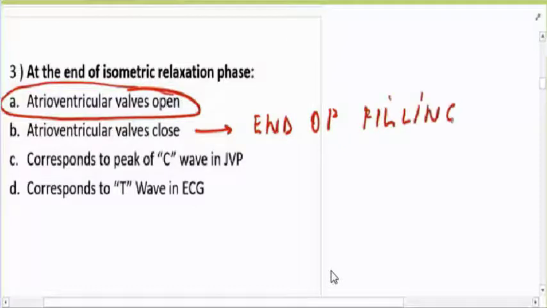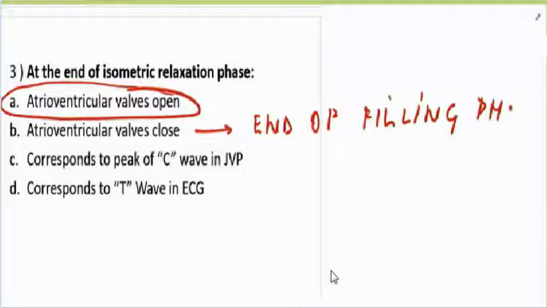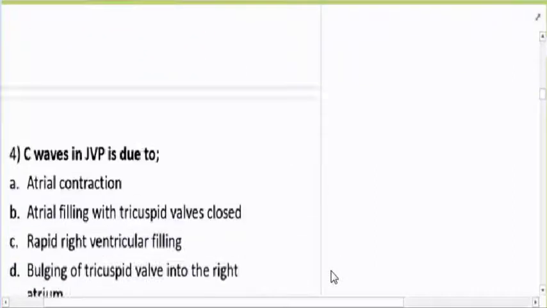Please remember, the opening and closure of valves depends on the pressure difference in the respective chambers. When the atrial pressure is higher than the ventricular pressure, the atrioventricular valve will open. When the ventricular pressure is higher than the atrial pressure, the atrioventricular valve will close. Let's have a look at the next question.